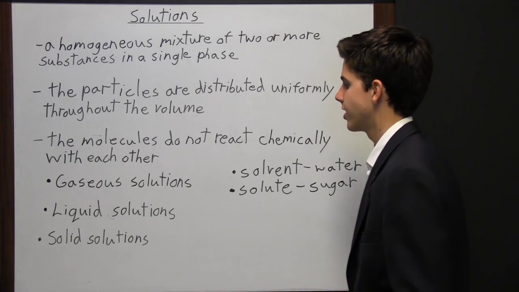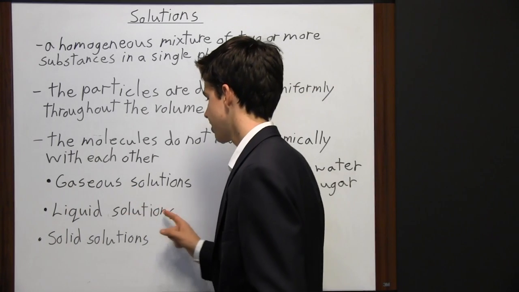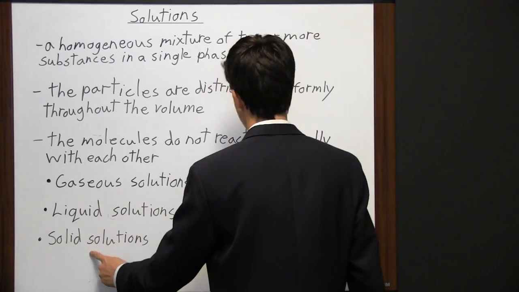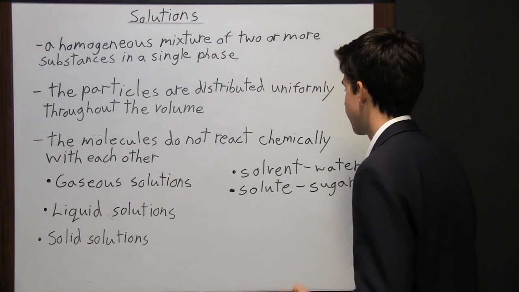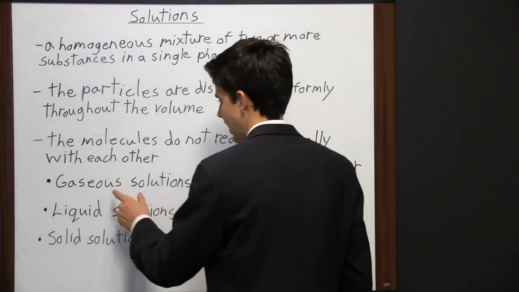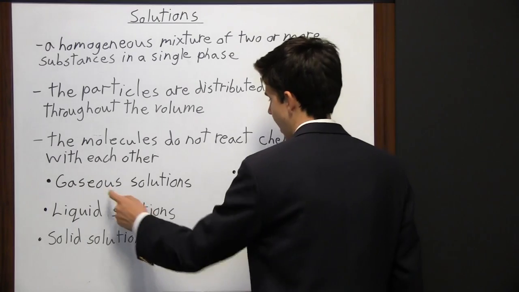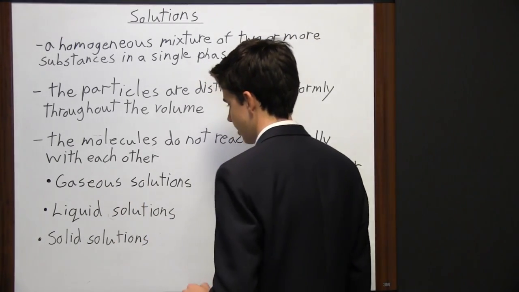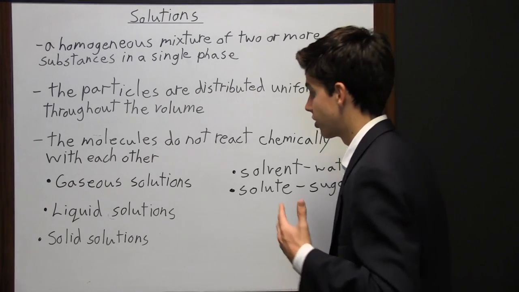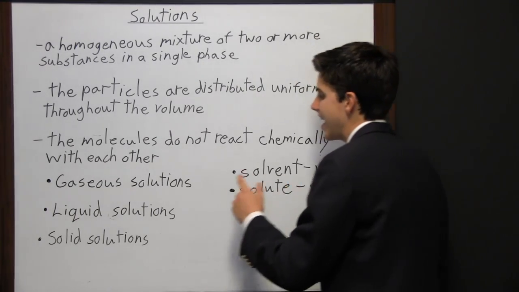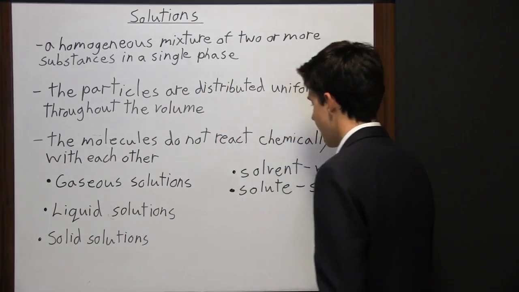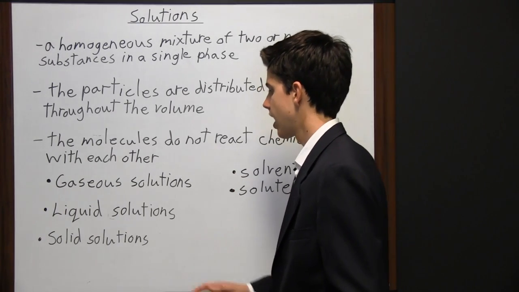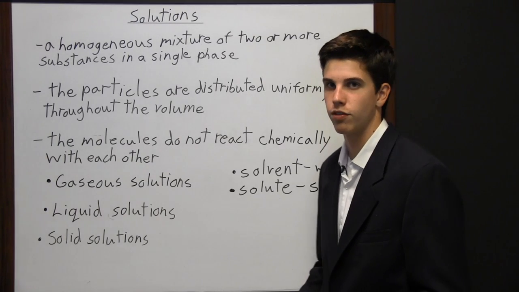Now, there are three different kinds of solutions: gaseous solutions, liquid solutions, and solid solutions. The name associated with each kind of solution describes the phase of the solvent. So in the case of a gaseous solution, the solvent is in the gas phase. And in a liquid solution, the solvent is in the liquid phase. And then, I'm sure you're getting the picture, in solid solutions, the solvent is in the solid phase. And then the solute can be in any phase. So that's just three ways to classify a certain type of solution.